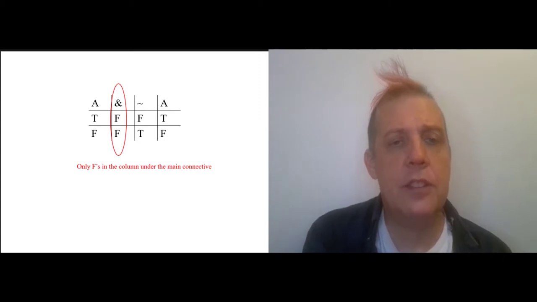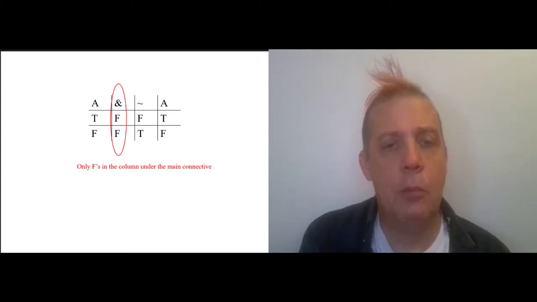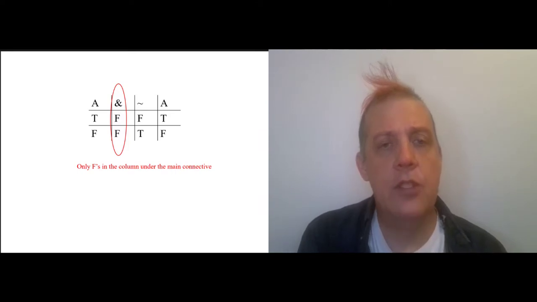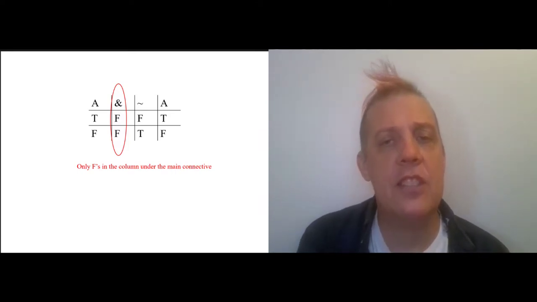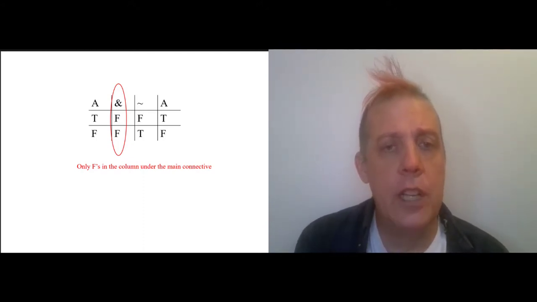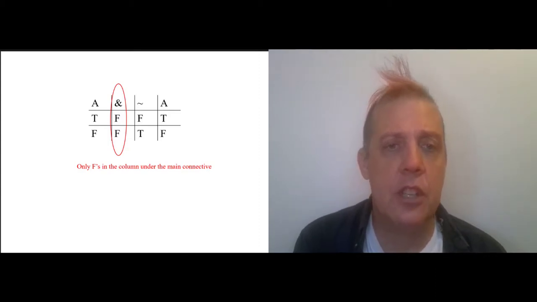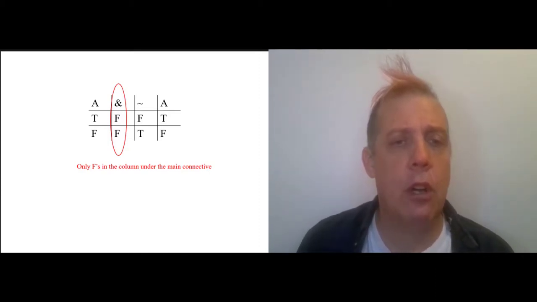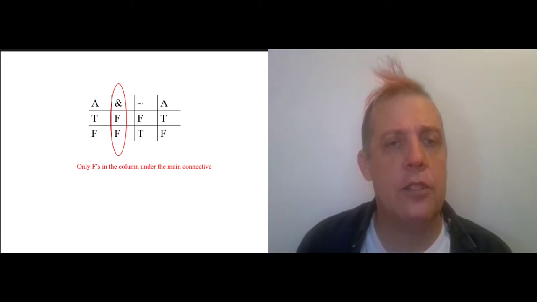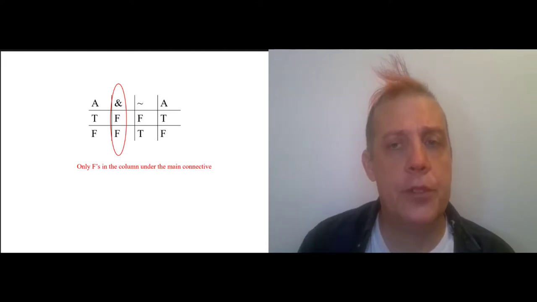So what we see here is that there are only F's in the column under the main connective. And so that's what we're going to say is the definition of a contradiction according to truth tables. If you draw up the truth table for a sentence and under the main connective there are only F's, you know the statement is a contradiction because no matter how the truth values are arranged for the individual sentence letters, the truth value for the whole thing comes out false.